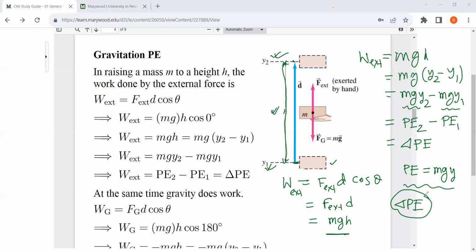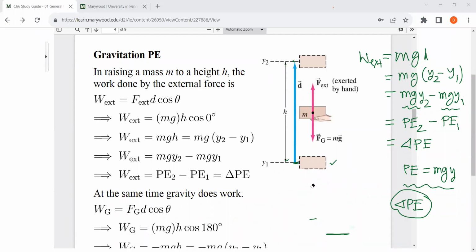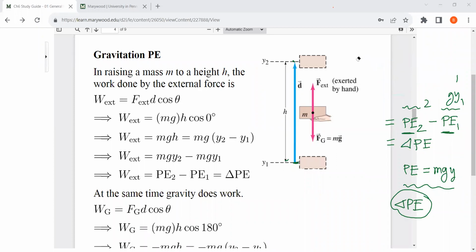All right, now here we show that the external work done is equal to the change in potential energy. Again, change in potential energy is the final potential energy, so here you see the final potential energy minus initial potential energy. Okay, now the next thing we are going to learn is a very similar thing.